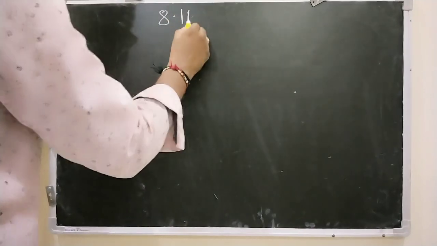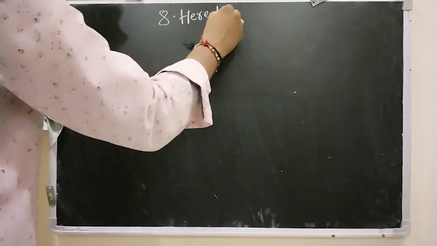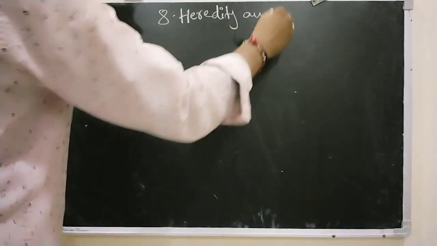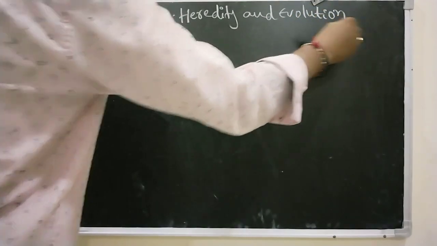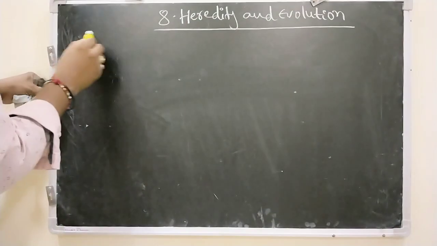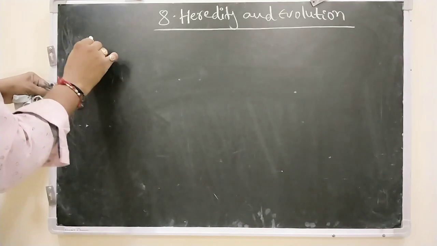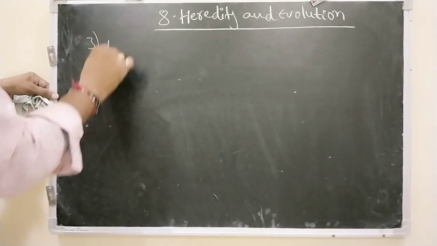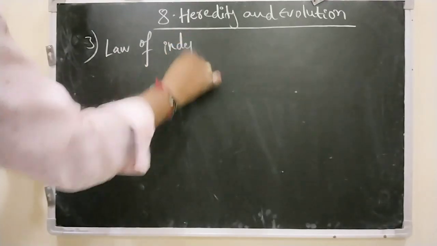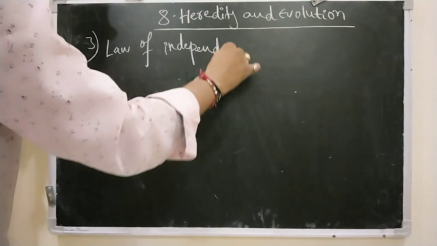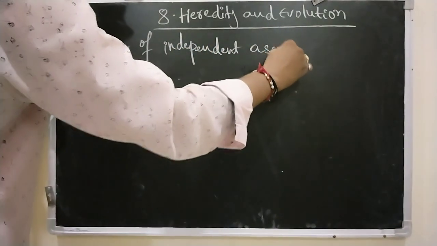The topic is about heredity and evolution. So the topic is about Mendel's third law, the law of independent assortment.